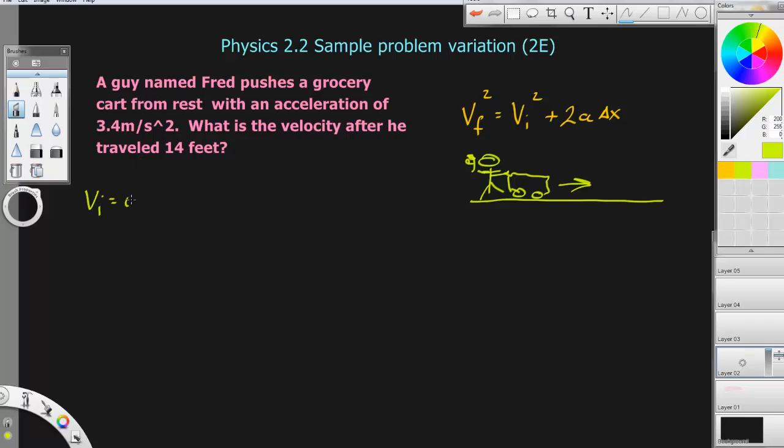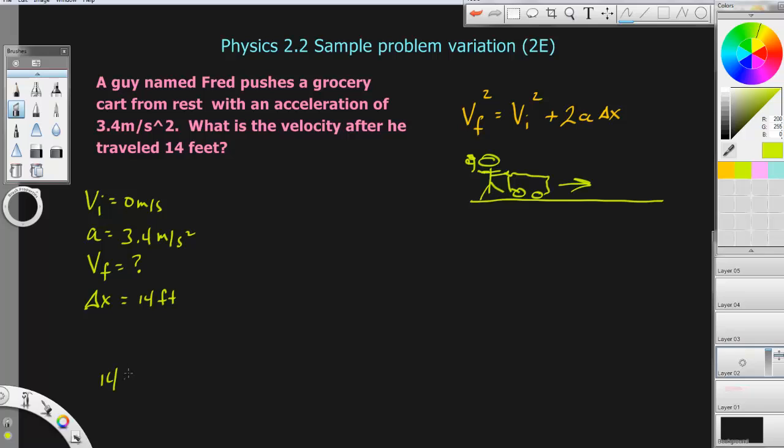That's Vi equals 0 meters per second. We have an acceleration, little a, which is 3.4 meters per second squared, which is also in the correct unit, which is nice. What is the velocity? Well, that sounds like final velocity equals question mark. After he has traveled 14 feet. That sounds like delta x, displacement. 14 feet, though. 14 feet we have to change.